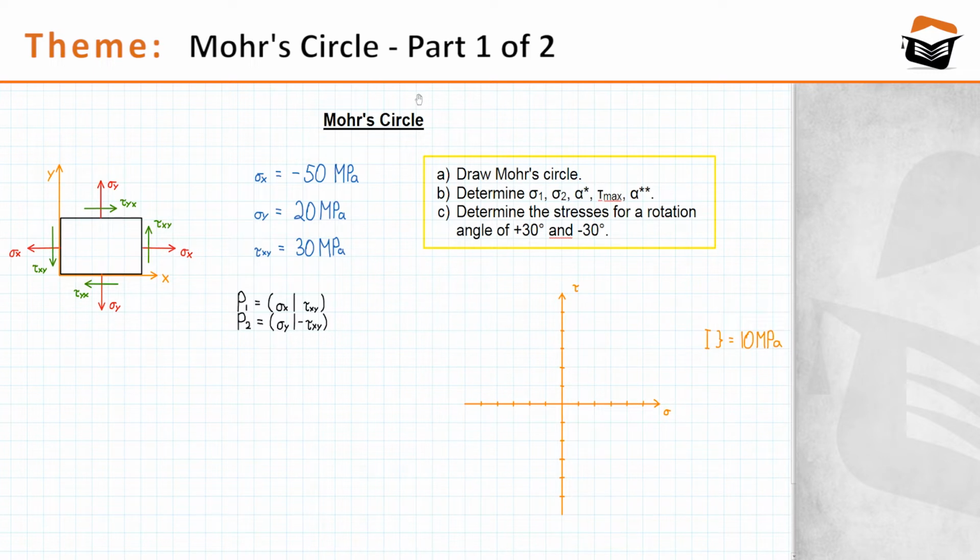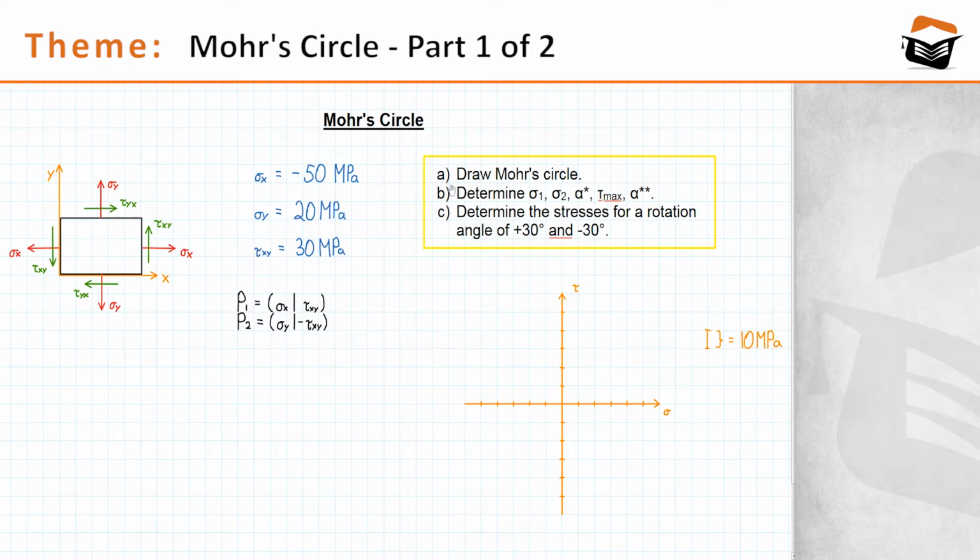I'm intentionally saying reading out instead of calculating, because if you want to calculate the precise values, you need to use the formulas from the previous sections. Mohr's circle merely allows you to get a good estimate of the values depending on how precisely you draw the circle. We will do three things in this video.